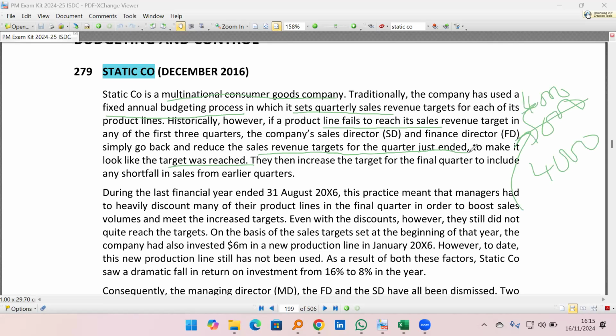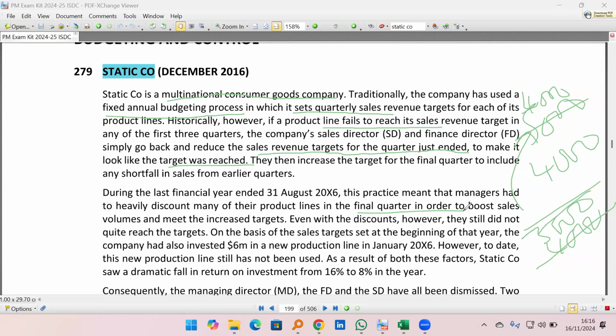Then they would get that extra 1,000 and put it on the second quarter. But if it was 3,000 there, they make it now 4,000. They keep going like that until, of course, the last period. So during the last financial year ended 30th August, the practice meant that managers had to heavily discount many of their products in the final quarter, because now you have all the targets that were being pushed. Now they are in the final quarter and you have to account for them. So they have really had to do heavy discounting.